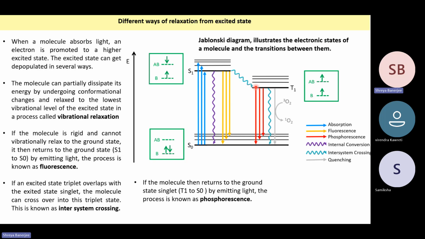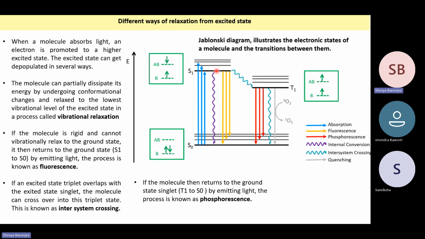And from the triplet, it will relax to the ground state. Then this red line, which is from triplet excited state to ground state, is called phosphorescence. That is another kind of phenomenon that can happen. So in any spectroscopy, fluorescence and these are basically defining the different kinds of spectroscopy.